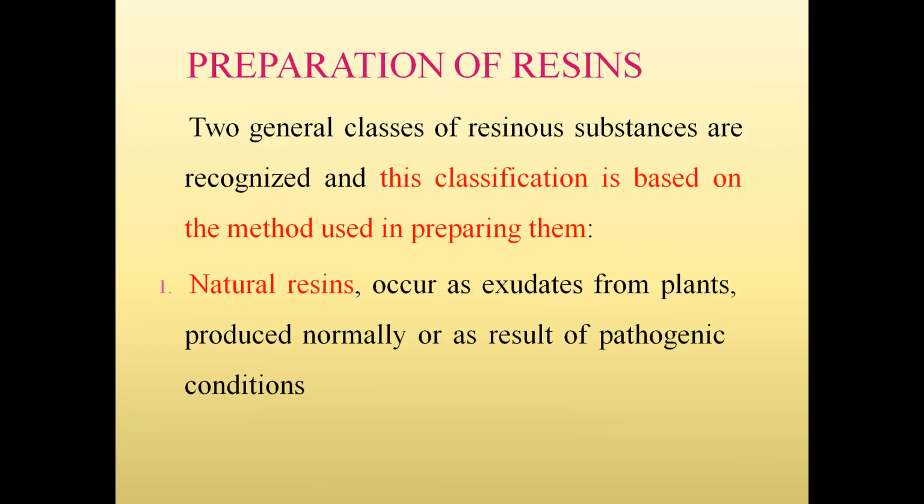And how do you obtain them? They can be produced normally or as a result of pathogenic conditions. Pathogenic means whenever your plant suffers from any disease, then that condition is known as pathogenic condition, due to the invasion of pathogens.